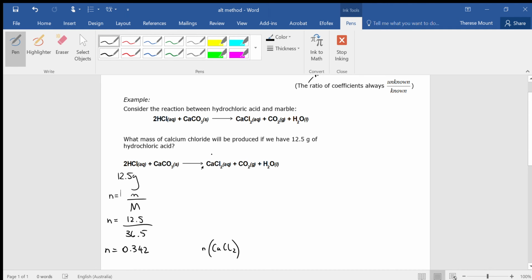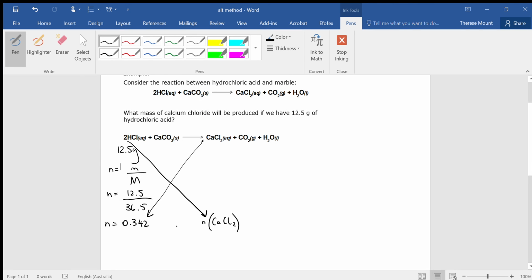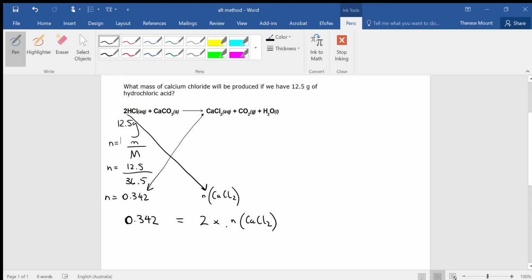Okay, so cross method. There's a 1 here, and I'm going to multiply that 1 by 0.342, and the coefficient here is 2, so I'm going to multiply that 2 by this value here. So 0.342 equals 2 times the value of this, whatever it is, we don't even know. So how would I find out the value of this unknown? I could really even just represent this whole thing as x, couldn't I? Because this is my unknown. So imagine that was 2 times x.